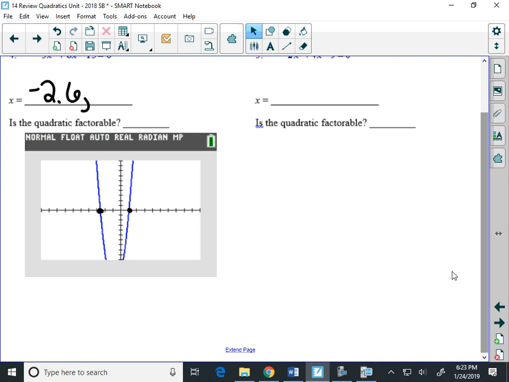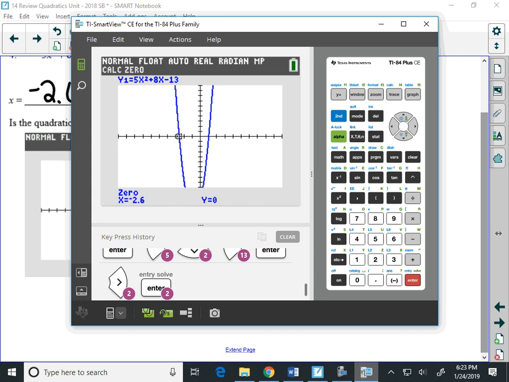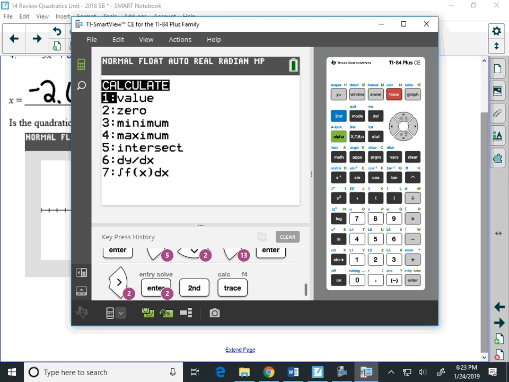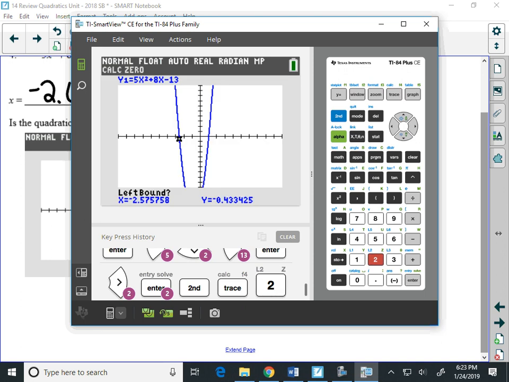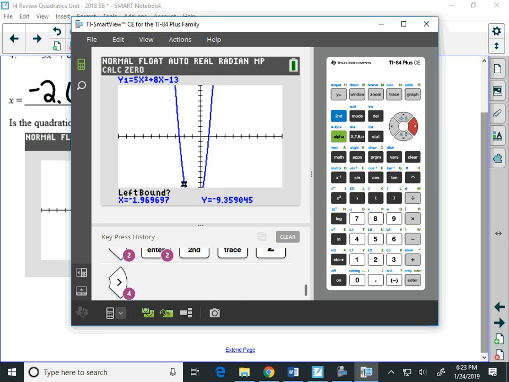But we have 2 places where this graph crosses the x-axis. So we're going to go through that process again. Second, trace, and then 0. And it's going to take me a little bit of time to scroll before I can see the cursor. There we go. And I think I'm going to stop there.